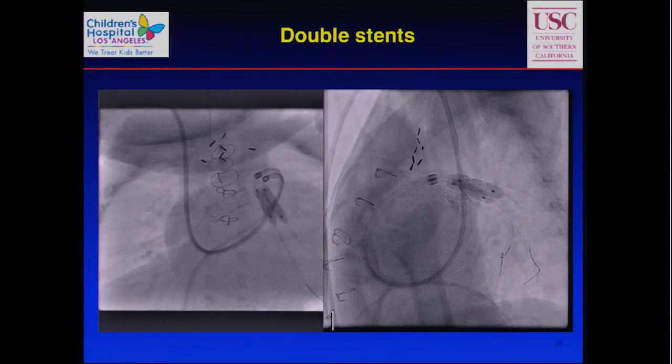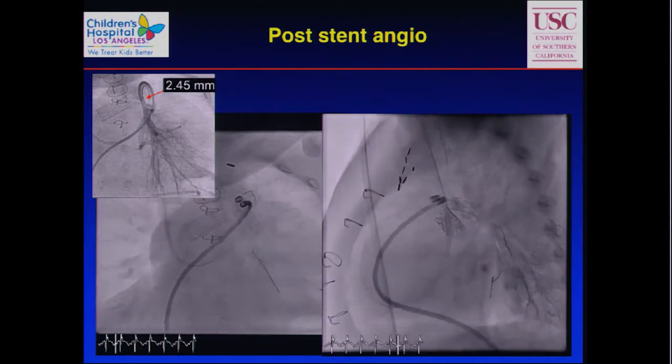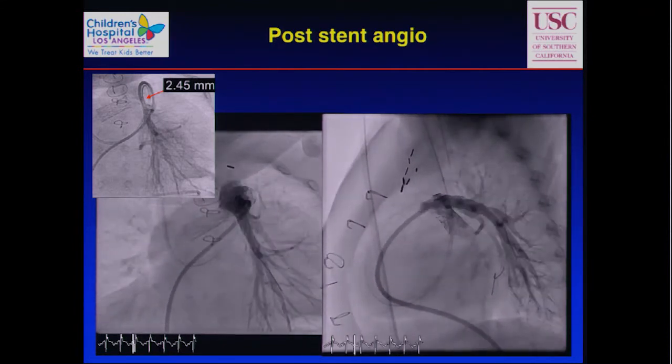And I actually don't mind seeing a little waist because that tells me exactly where the stenosis is so that I can use that for the future. So you don't have to eliminate the waist completely. Have a little bit there so you can actually see how the stent will position. So this is the post of that. Again, this is 2.45 millimeters, and you see how much bigger it is already.